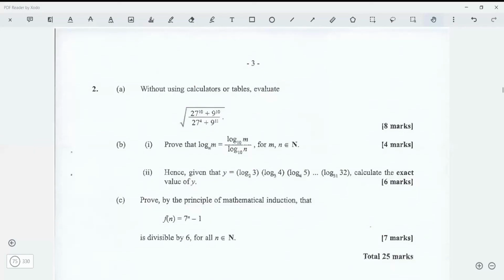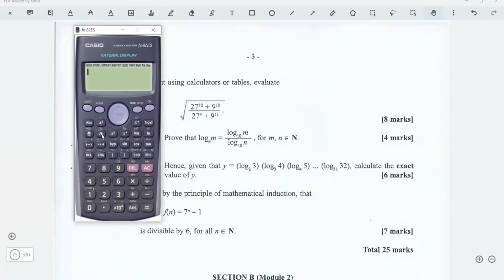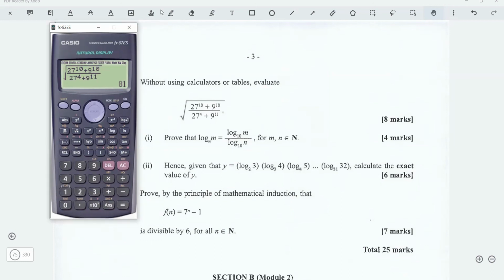All right, so just to actually do it on the calculator now, because it's always good to verify with the calculator. Square root of 27 raised to the 10th power plus 9 raised to the 10th power, divided by 27 raised to the 4th power plus 9 raised to the 11th power: 81. Easy, you see it? Cool. So we'll get 8 marks without a worry.